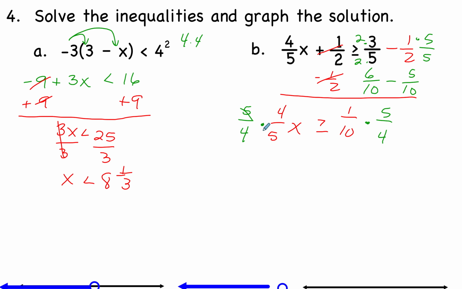So now I can get rid of my 5s and 4s, and I just have my x is greater than or equal to, and I can eliminate my 5 and my 10, right? So this is a 1 and this is a 2.